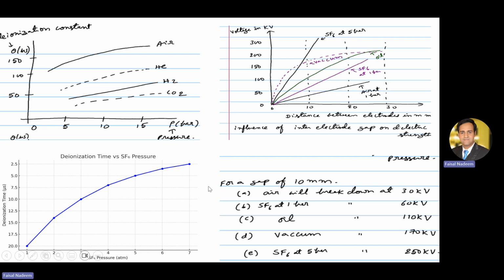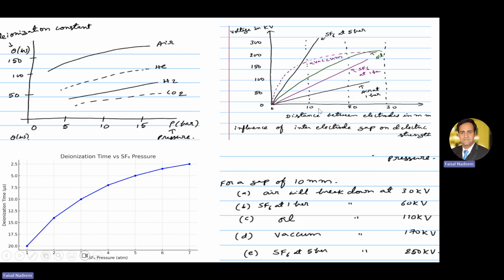So this is a good indication for the circuit breaker that with the increase in pressure, the deionization time also increases. Furthermore, with the increase in pressure, the dielectric strength of the material also increases. So the deionization time increases, and the dielectric strength of the material also increases.